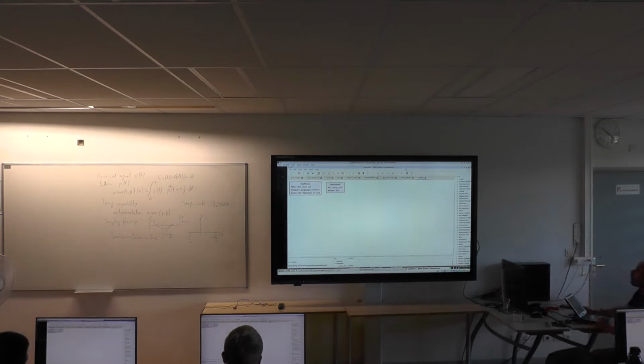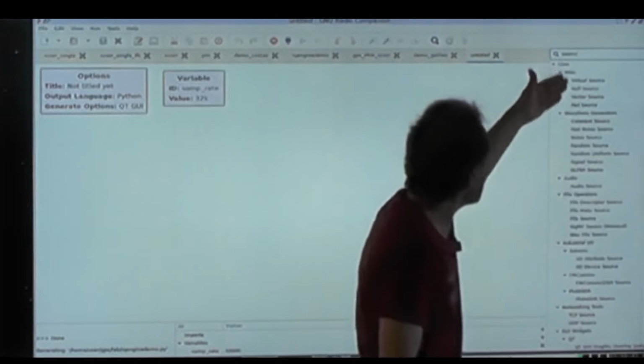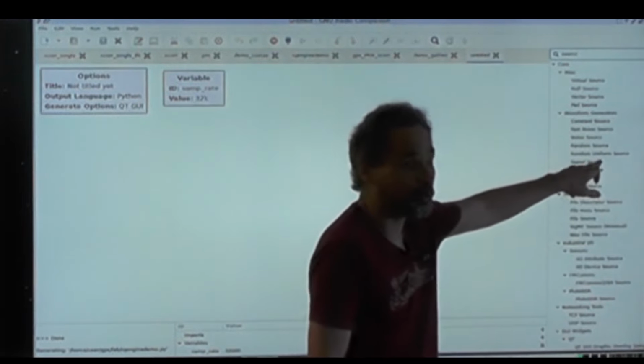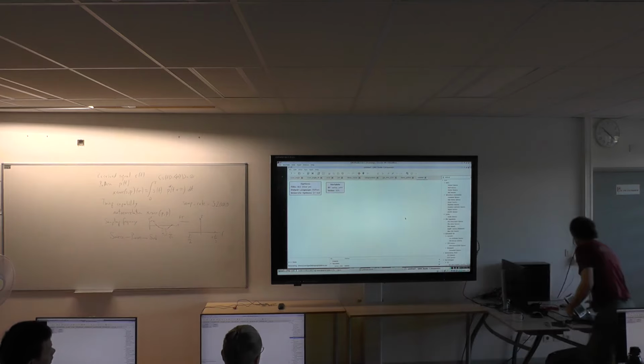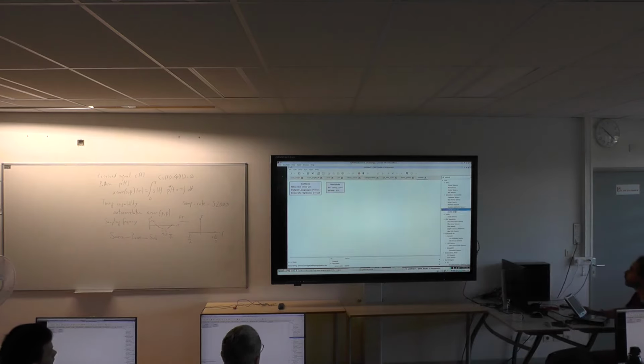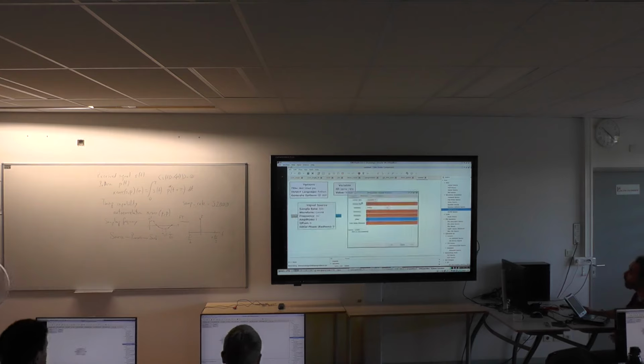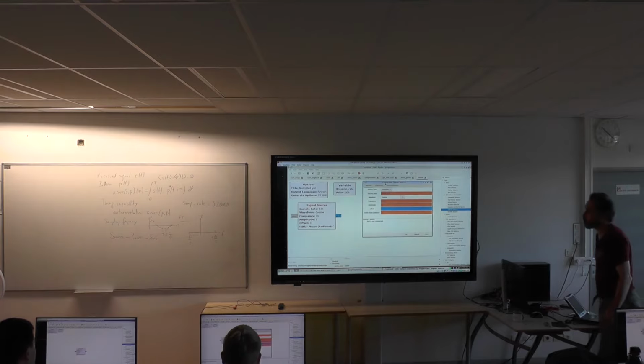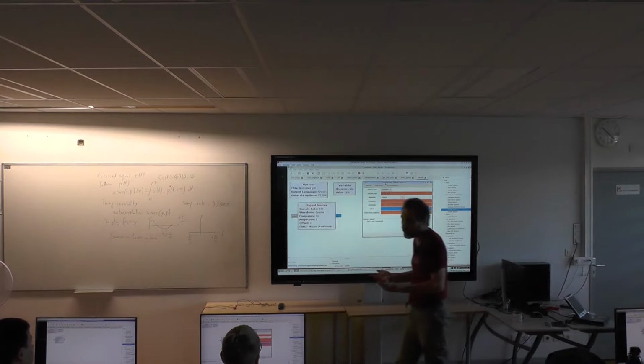So if you go on the magnifying glass over here, and you type source, you're going to see a few of these sources. Of course, you don't want to go through all these processing blocks. And you see here that we have a few of these sources, amongst which we have a signal source. So if you double click on the signal source, or if you drag and drop the signal source into your flowchart, you see here that we open the signal source with the usual characteristics that you expect from a signal generator. You have the waveform. Here it's a sine wave.